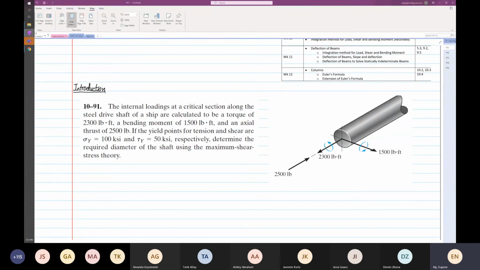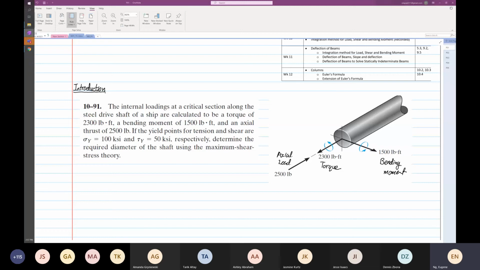So this is a torque. All right, and it has a bending moment of 1,500. Okay, so this is a bending moment that you can see. And it also has an axial load. Okay, so this is an axial load.